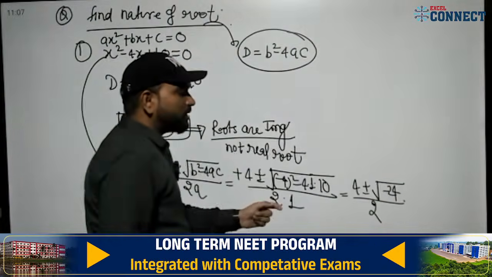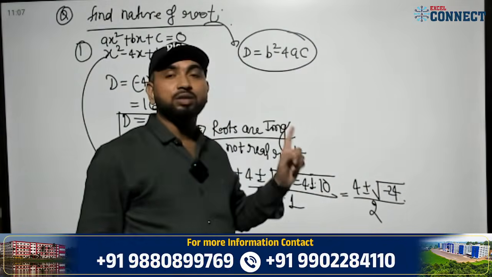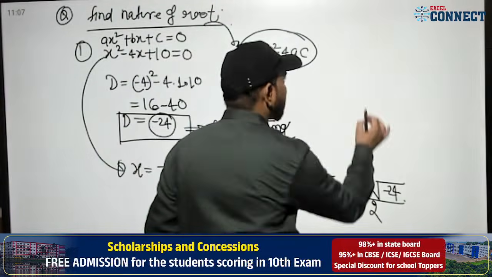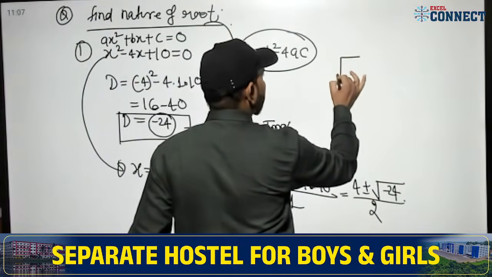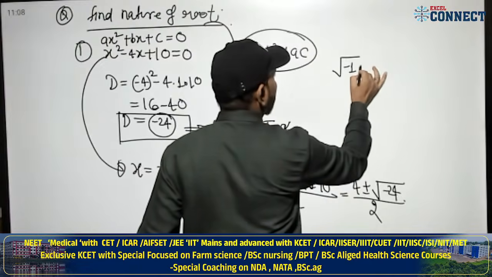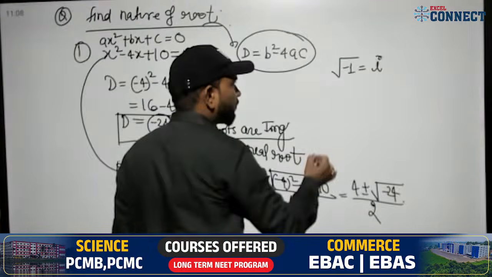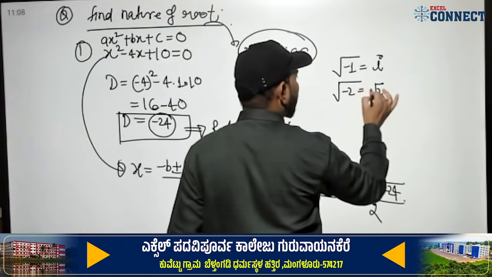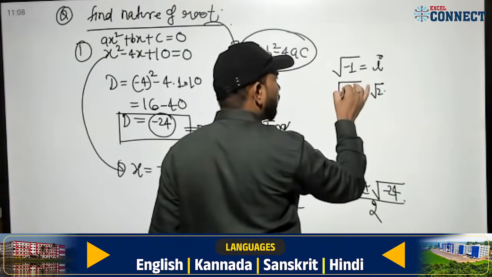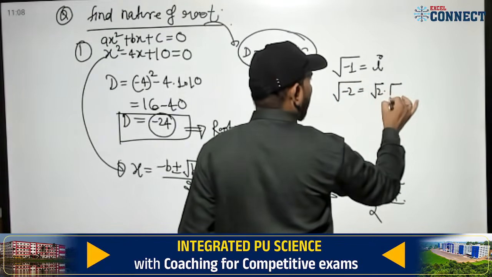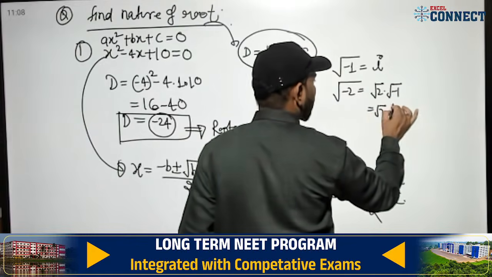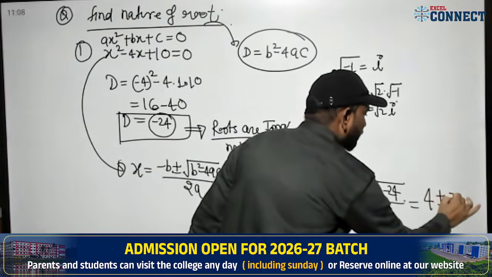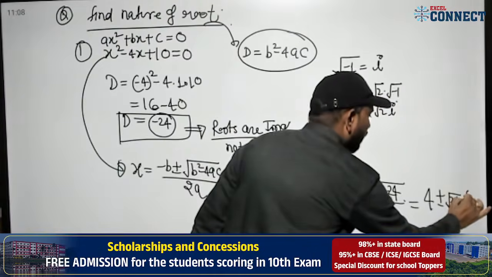Now the problem is this: inside the root a negative symbol is present, so we can't take it outside. You don't know this till now, but inside the root, minus 1 we write as iota, the imaginary number. Similarly, root of minus 2 you can write as root of 2 into minus 1, that is root 2 into iota. So this is 4 plus minus root 24 iota divided by 2.